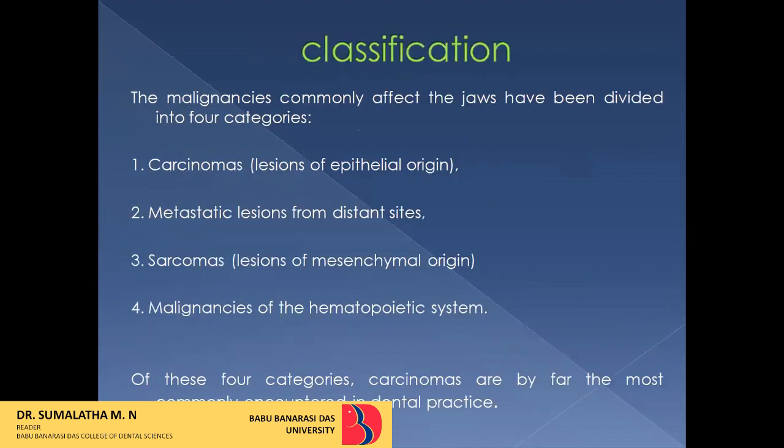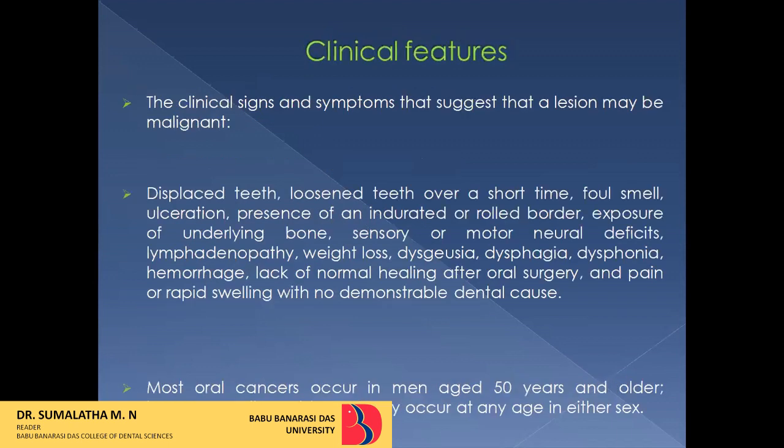The malignant diseases of the jaws are mainly divided into four categories: carcinomas, those that arise from epithelial tissue; metastatic lesions from distant sites; sarcomas, lesions arising from mesenchyme; and malignancies of the hematopoietic system. Out of these four categories, carcinomas are by far the most commonly encountered in dental practice.